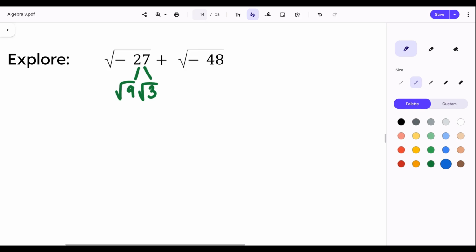So this would become 3. That square root of 9 becomes a 3. We have to put an I out now, and then this square root of 3 is just going to stay as is. Okay, now let's come over here to the 48.